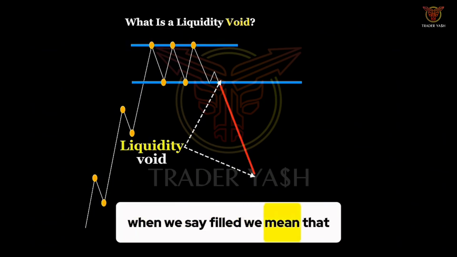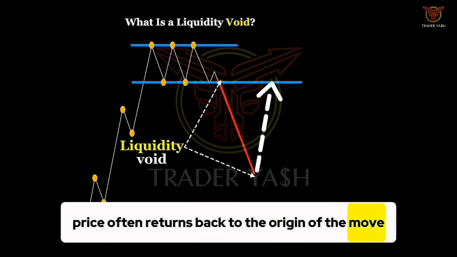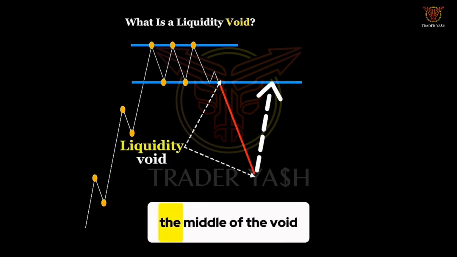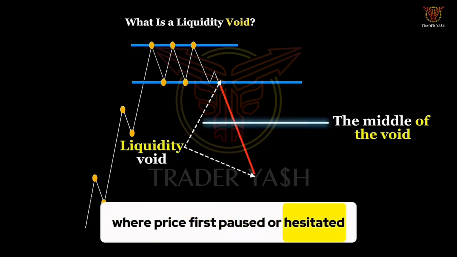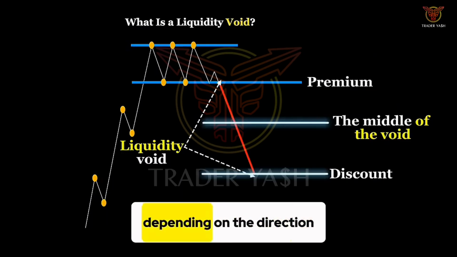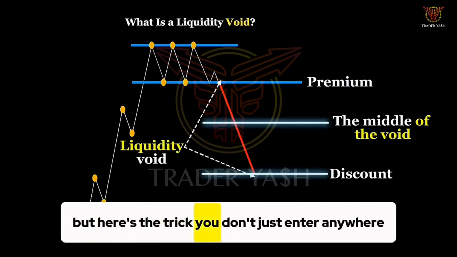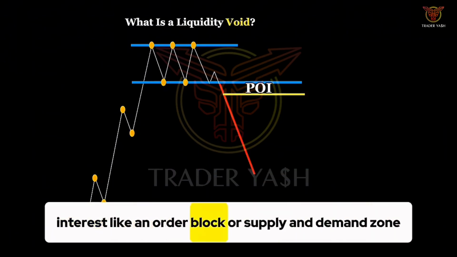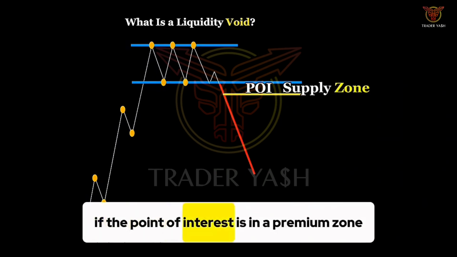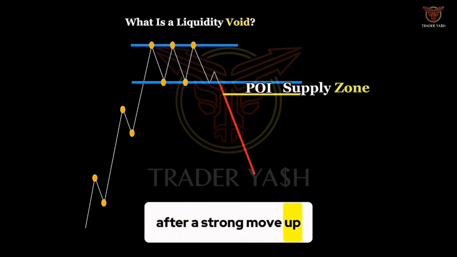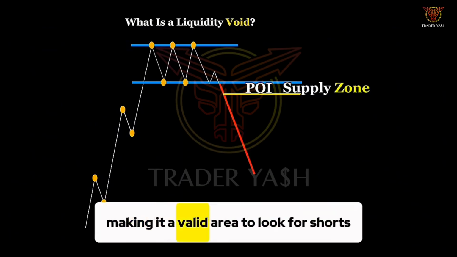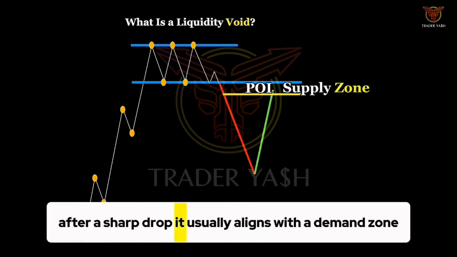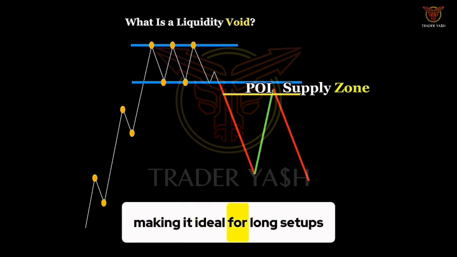When we say filled, we mean that price often returns back to the origin of the move to rebalance that imbalance. Liquidity voids usually offer two possible entry zones. The middle of the void, where price first paused or hesitated, the premium or discount zone depending on the direction. But here's the trick. You don't just enter anywhere. The valid entry is the one that lines up with a strong point of interest, like an order block or supply and demand zone. If the point of interest is in a premium zone after a strong move up, it often aligns with a supply zone, making it a valid area to look for shorts. If the point of interest is in a discount zone after a sharp drop, it usually aligns with a demand zone, making it ideal for long setups.